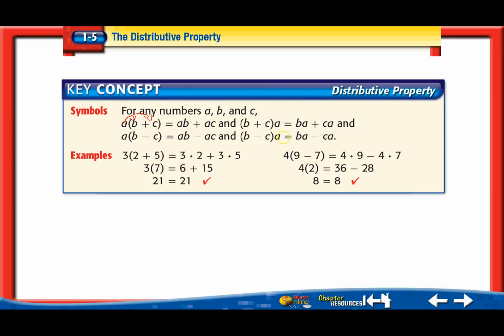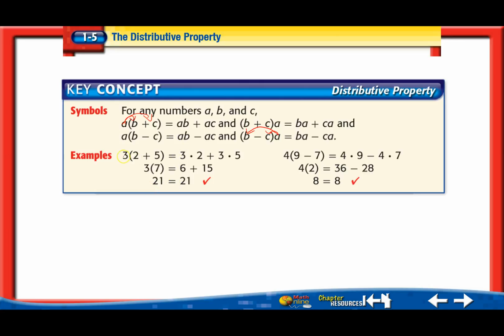It could be backwards as well, so we'll do the one down here. I'd go a to b, and then a to c would be b times a minus c times a. So you just kind of do those little arrows like that. That's the easiest way to do it.